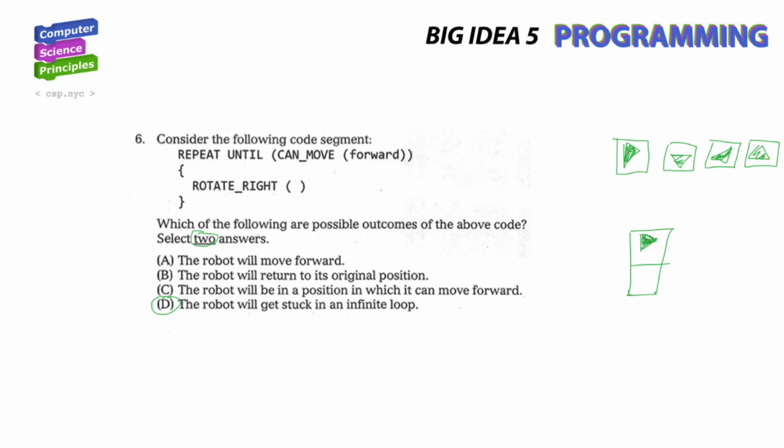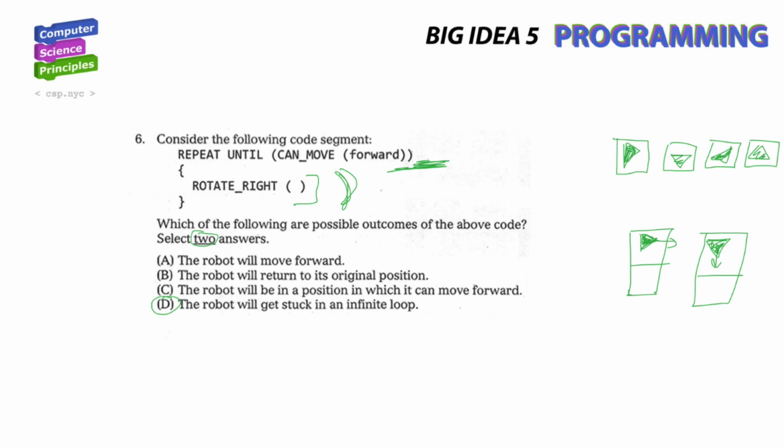So the next answer is with a situation like this. So if it's facing to the right, repeat until can move forward. Well, currently can't move forward. So the instructions say rotate right. So after it's rotated right, it's now pointing down, still in the same grouping. So because it can now move forward, it stops, the repeat stops. It doesn't say that it wants you to move forward. It just says repeat what's inside until you can move forward. Well, you can move forward right now, so you don't need to do anything. You don't rotate, the whole script stops.